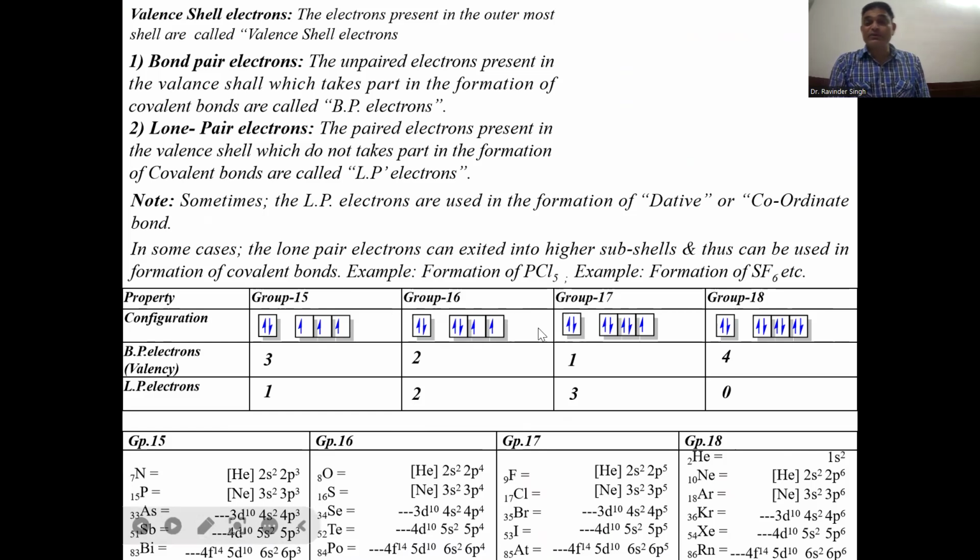Because the size goes on decreasing on moving left to right, we will discuss it later on. But these are the basic facts which we must keep in mind altogether.